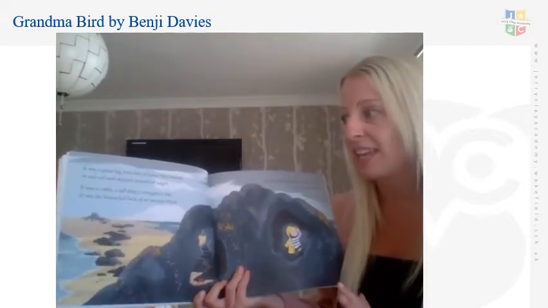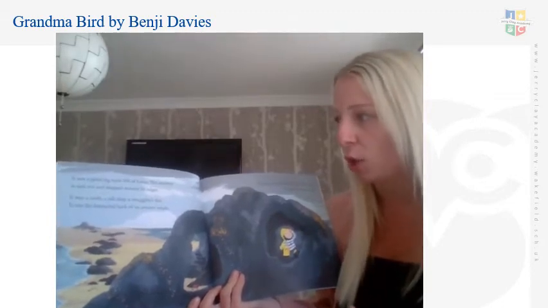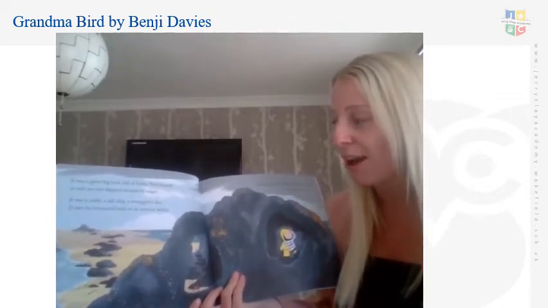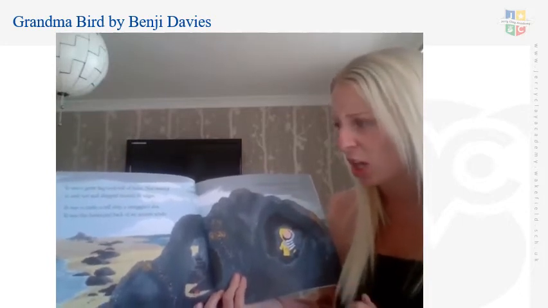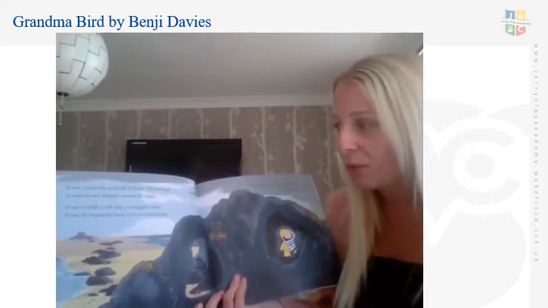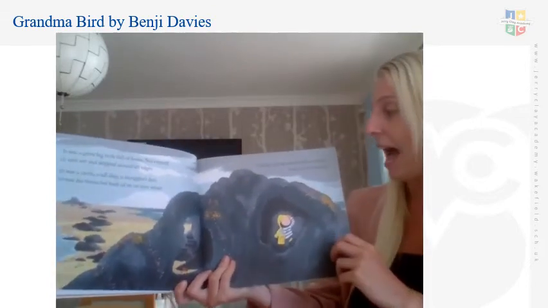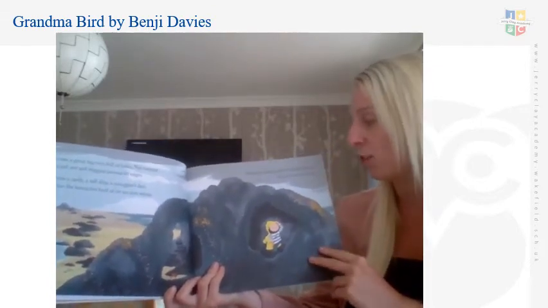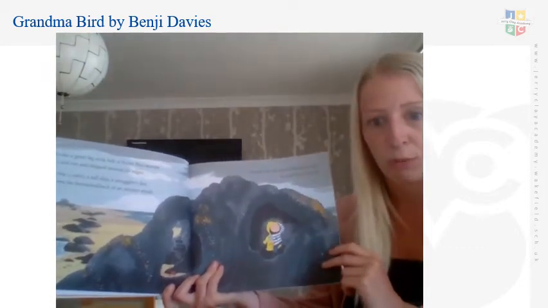It was a great big rock full of holes. Noi weaved in and out and skipped around its edges. It was a castle, a tall ship, a smuggler's den. It was the barnacled back of an ancient whale. Outside, the sky swirled black and grey. A storm was brewing.